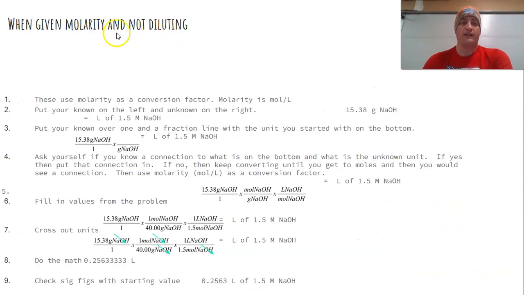When you have molarity, and we're not diluting here, but we're actually utilizing molarity, you have things like putting your unknown on the left and the other one on the right. So if I have so many grams, how many liters of that am I going to need? So the idea here is that we're converting from one to the other, so I know how many milliliters I would start with.